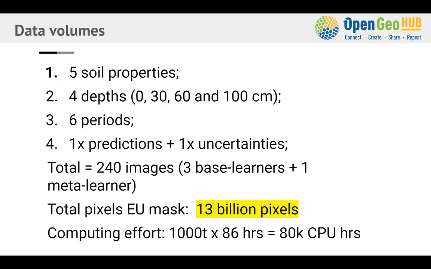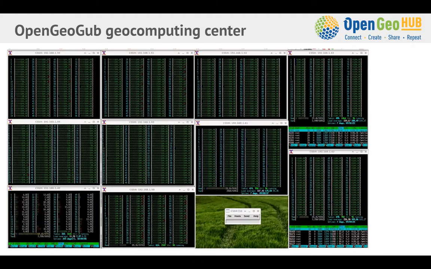So the whole size of the data that you see on the website is about 1 terabyte after compression. And it took us about 4 days of nonstop computing, full capacity, 1,000 threads. So that's about 80,000 CPU hours. That's the one run to produce the soil data cube. This is our ship in action.